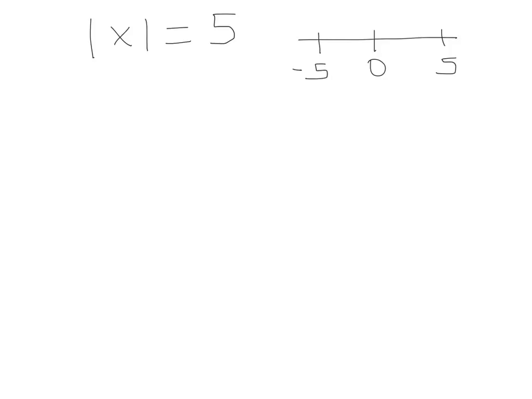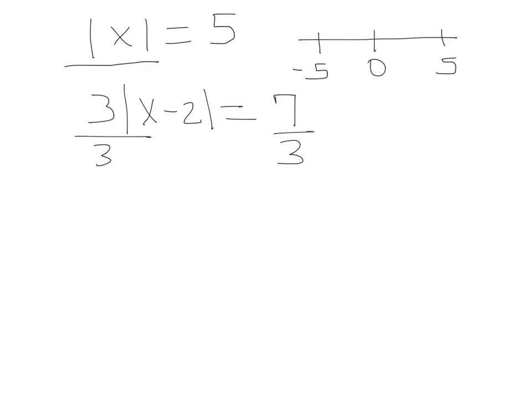So when you solve an absolute value equation, what you want to do is get the absolute value on one side and then split it into two equations. For example, let's suppose you had 3 absolute value of x minus 2 equals 7. There are potentially two answers to this problem. So first we get the absolute value alone on one side, divide both sides by 3. So you get the absolute value of x minus 2 equals 7/3.